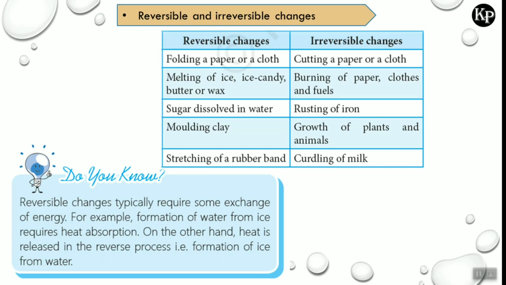Do you know? Reversible changes typically require some exchange of energy. For example, formation of water from ice requires heat absorption. On the other hand, heat is released in the reverse process, that is, formation of ice from water.